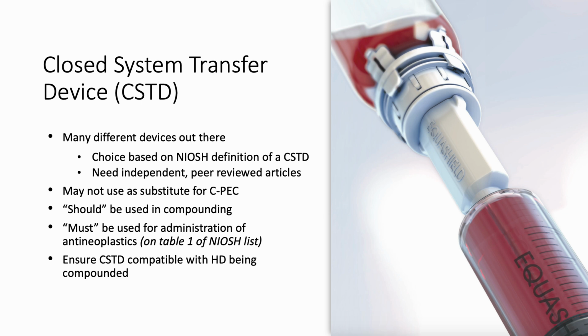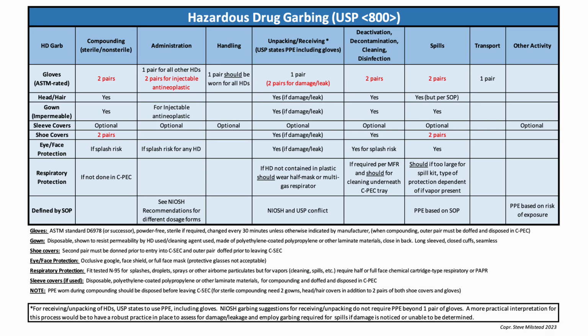Also, we want to ensure that a CSTD is compatible with the hazardous drug we're using, since many hazardous drugs can be corrosive in nature. I'll let you come back and review this chart at a later date if desired. It basically shows the USP 800 mandated PPE for different types of manipulations. And also note it shows when 2 pairs of gloves or 2 pairs of shoe covers are required for those manipulations.